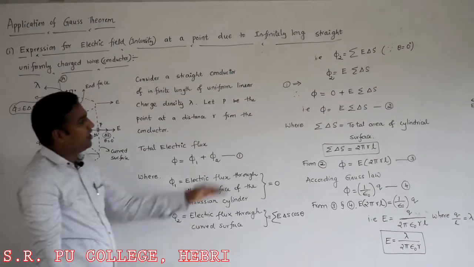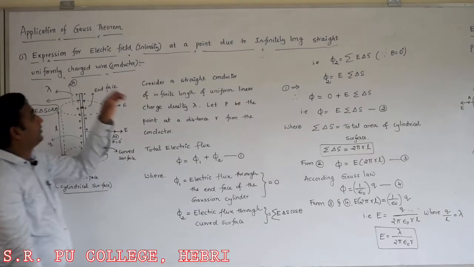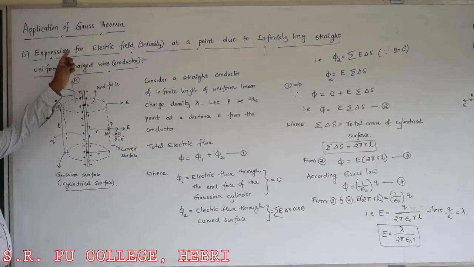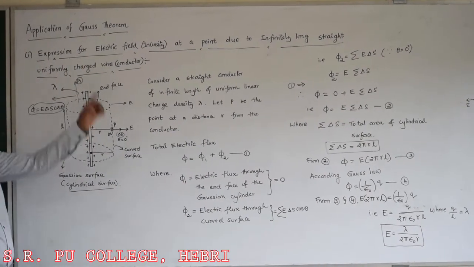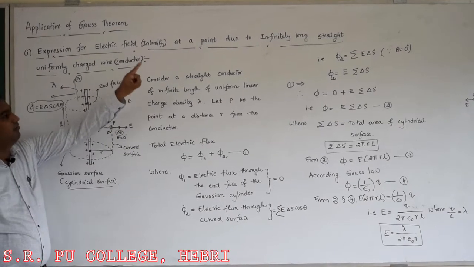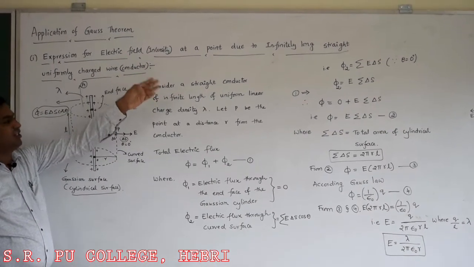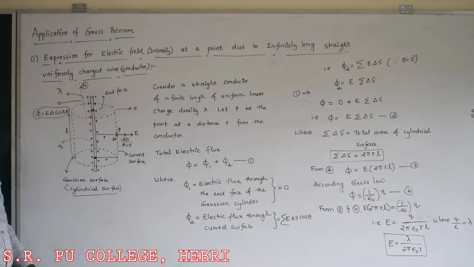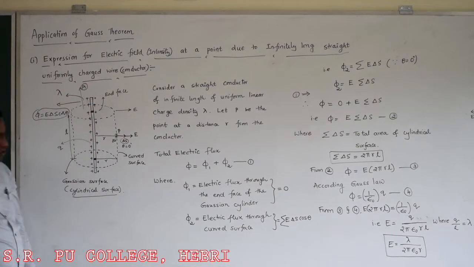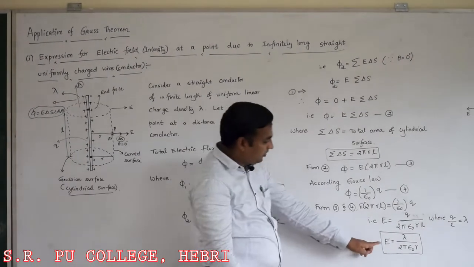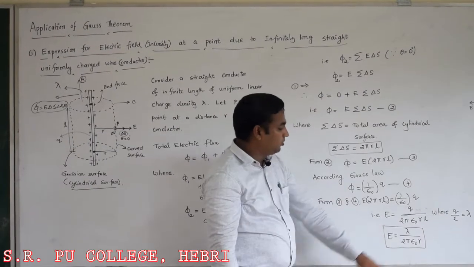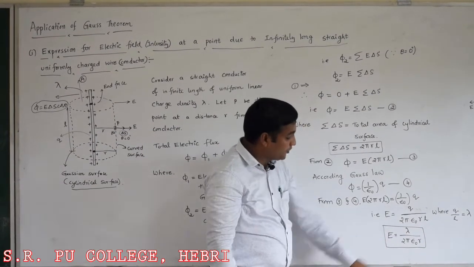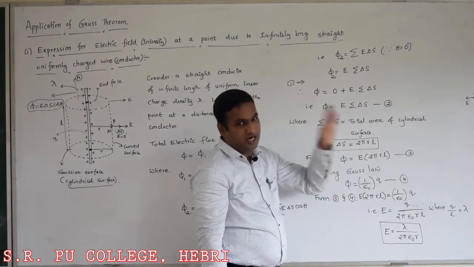These are the explanations for obtaining the expression for the electric field or intensity at a point due to a uniformly charged straight wire or conductor. This is the diagram representation. At the end we got the expression for the electric field, E is equal to lambda divided by 2 pi epsilon naught into R.